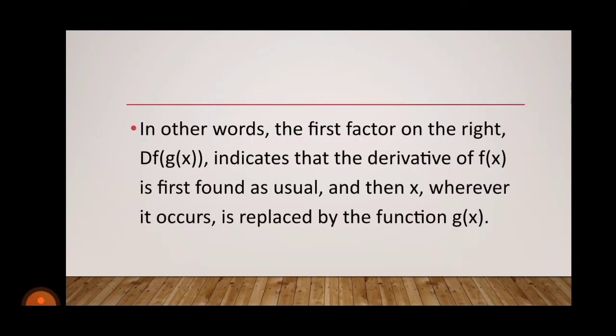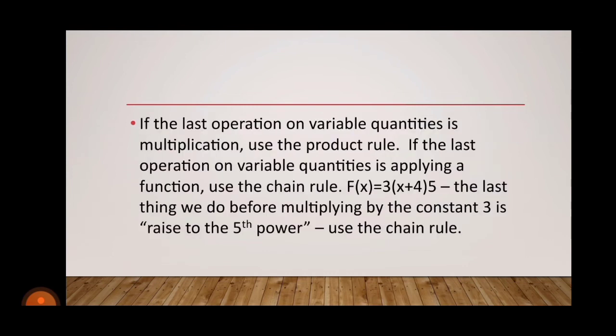x. In other words, the first factor on the right, df(g(x)), indicates that the derivative of f(x) is first found as usual, and then x, wherever it occurs, is replaced by the function g(x). If the last operation on variable quantities is multiplication, use the product rule. If the last operation on variable quantities is applying a function, use the chain rule.